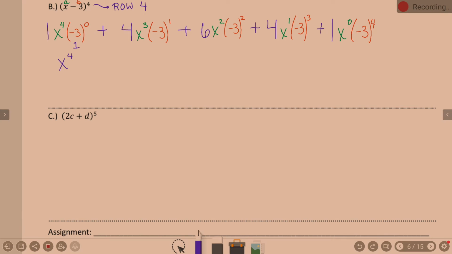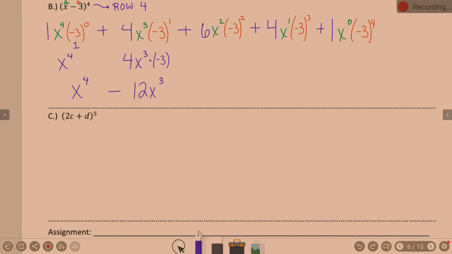Now, this next term, there's 4, x to the third. What is negative 3 to the first? That's negative 3, right? So when we do this, 4x to the third times negative 3. What is 4x to the third times negative 3 going to be? Negative 12x to the third. So I'm actually going to put another line down here. This is going to be negative 12x to the third. So my first term was x to the fourth. Now I'm going to have negative 12x to the third, or minus 12x to the third.